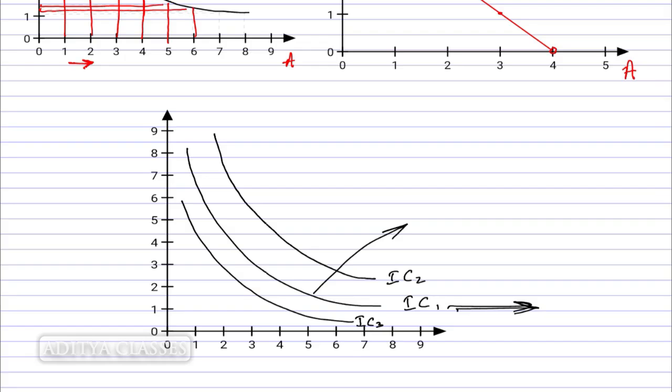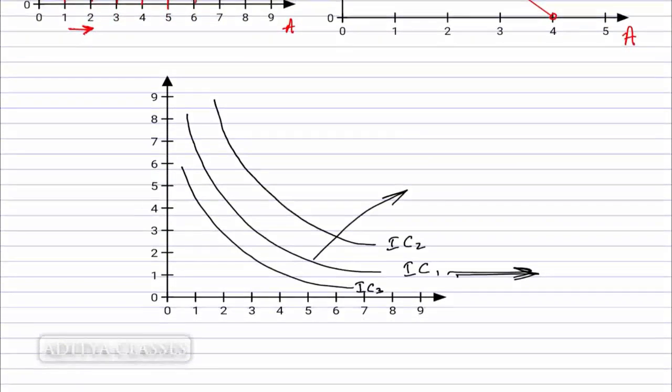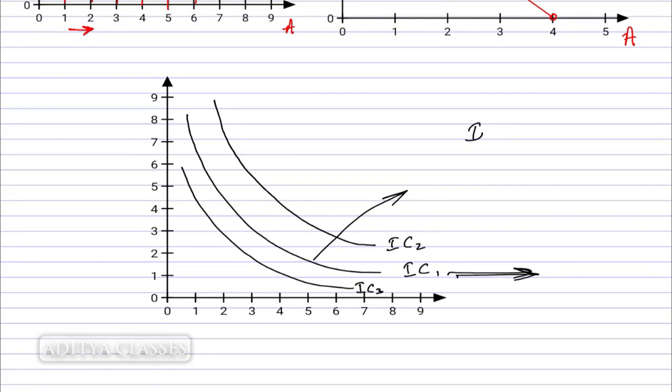So this is my indifference curve, and this is my indifference map. What is an indifference map? Indifference map is the set of all indifference curves of a consumer for two commodities A and B.